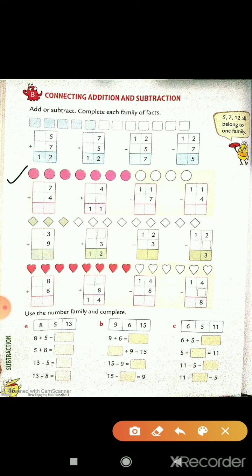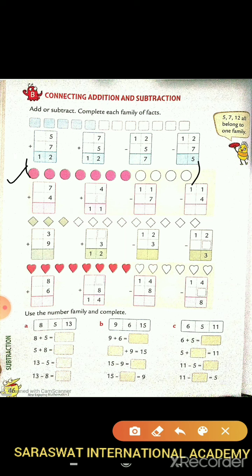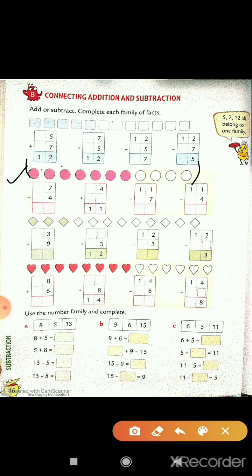Second, here how many circles are there? 1, 2, 3, 4, 5, 6, 7, 8, 9, 10, 11. 11 circles are there. From that, 7 are colored and 4 are not colored. Got it, students? So 7 plus 4, these 7 and these 4, we already counted. It is 11. So what are you going to write here? 11. Got it, students?